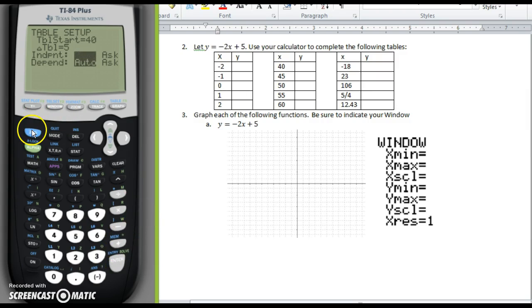Okay, if I want to get out of a screen, I do second and then quit. Brings you back to your normal screen, and if you want to clear it, you just hit clear.